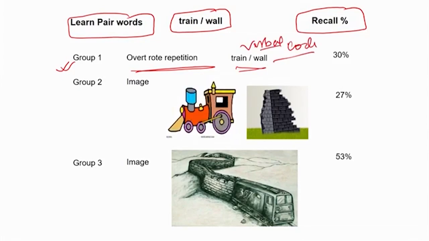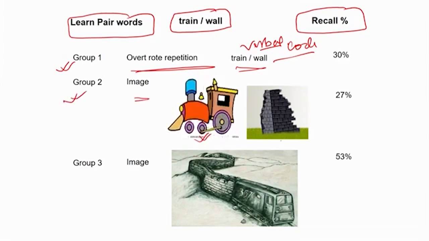So, people have been shown this verbal code, and they have been asked to do rote repetitions to remember this or to learn this by heart. Group 2 saw two images. One, they saw a train, the other they saw a wall. And so, these people were shown images of both the cue and the target.